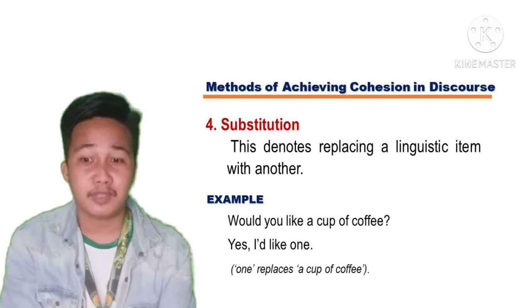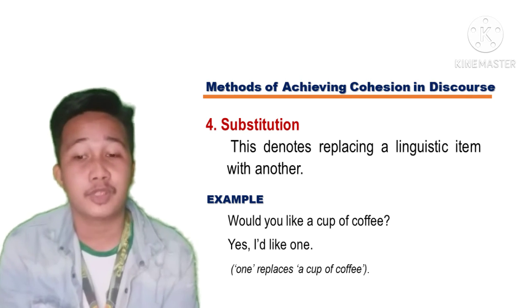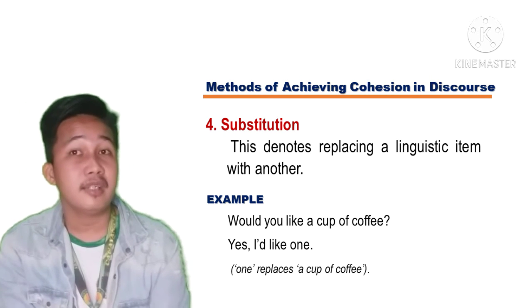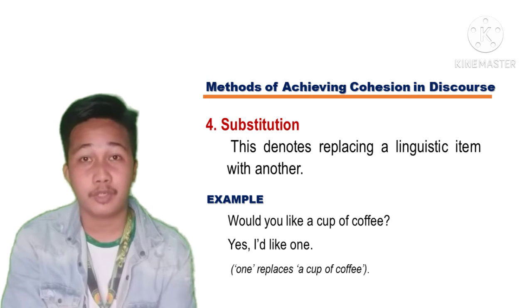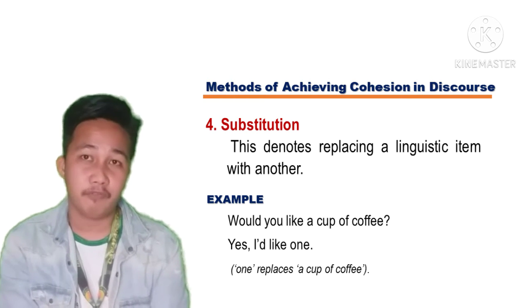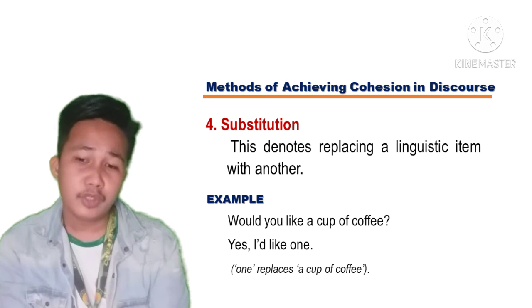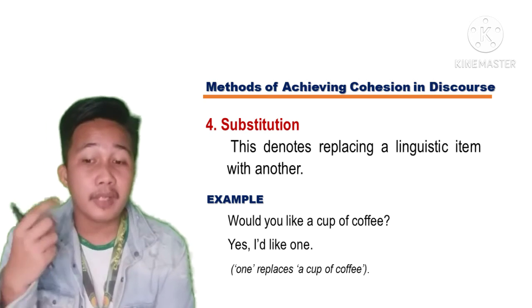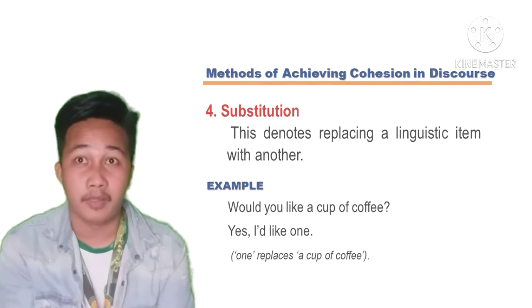Just like what I've said, this denotes replacing a linguistic item with another. For example, would you like a cup of tea? Yes, I'd like one. So the response was "Yes, I'd like one." So "one" replaced "a cup of tea." Instead of saying, "Yes, I'd like a cup of tea," we replace "a cup of tea" with "one."